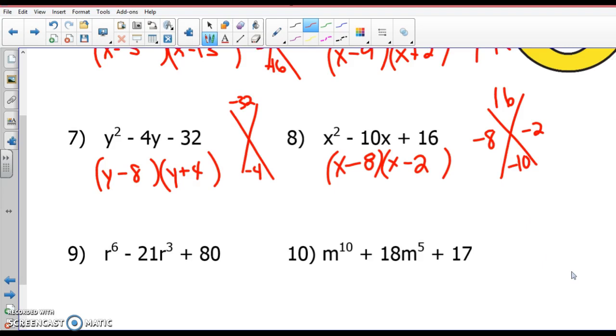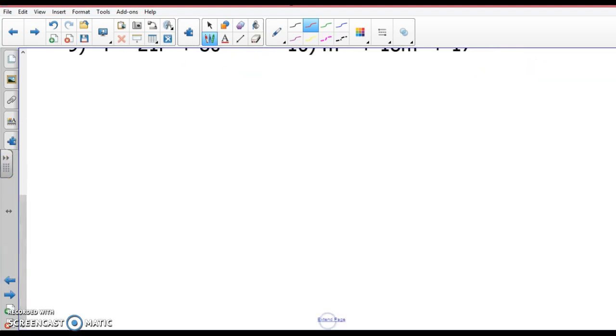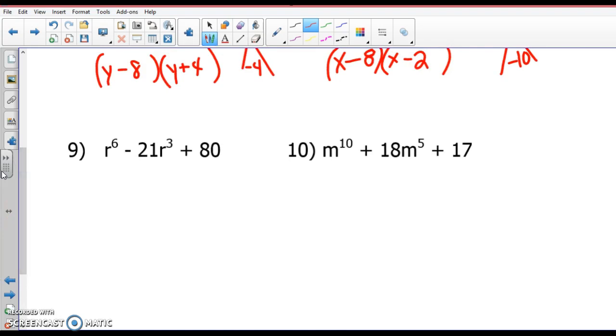All right, now, here's where things just get a little more tricky. There's no common factor. There's no shared variable. There's a shared variable here, but not here. So you're looking at this in a different light. It's still a trinomial. This coefficient is still 1. How do you factor r to the 6?